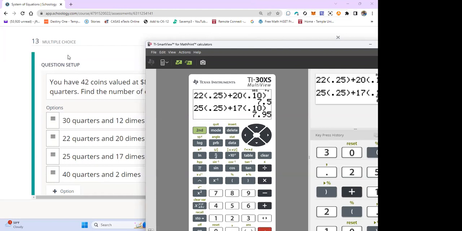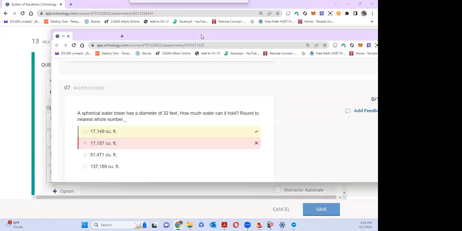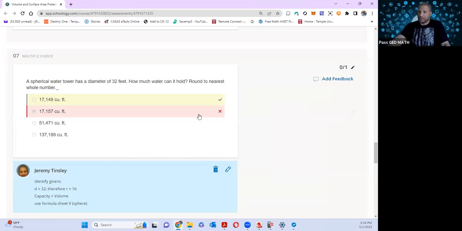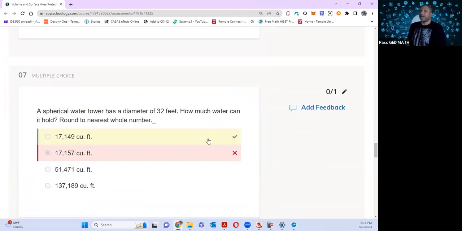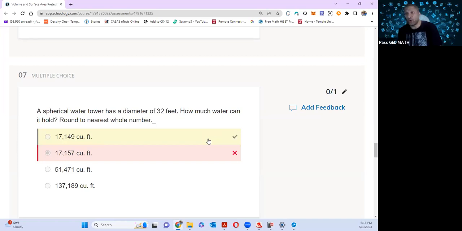And Judy, you said look at your volume. So you don't mind if I put the problem on the screen? Okay. Yep. So this one right here, let's look at it. It says a spherical water tower has a diameter of 32 feet. How much water can it hold? Round to the nearest whole number.